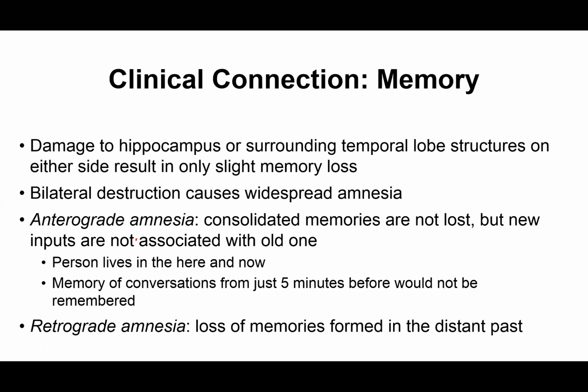So we have first the anterograde amnesia, and anterograde amnesia means that you don't lose your old information that you already knew, but you can't necessarily retain new information that's coming in. So basically, you might remember something that you studied like 5 years ago, but conversations that you had 5 minutes ago wouldn't be remembered. So you can't form new memories with anterograde amnesia.